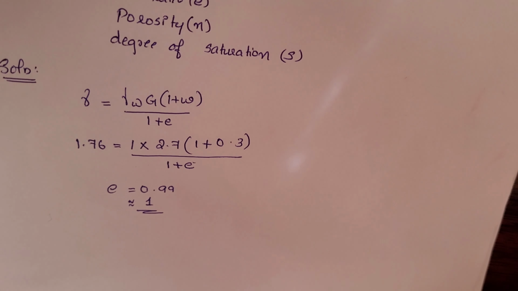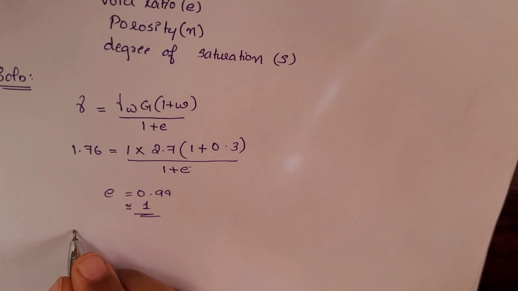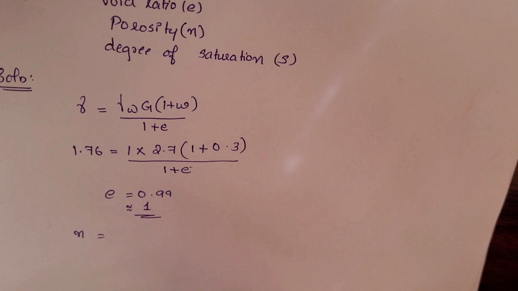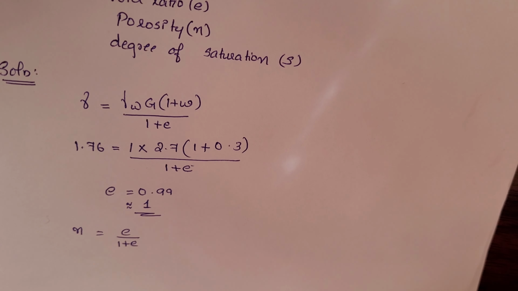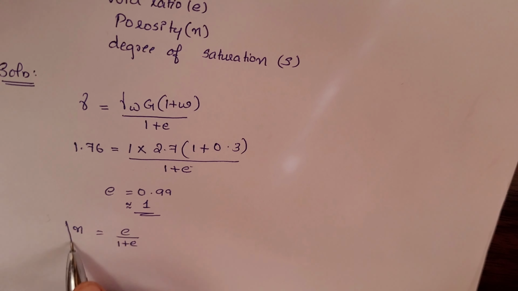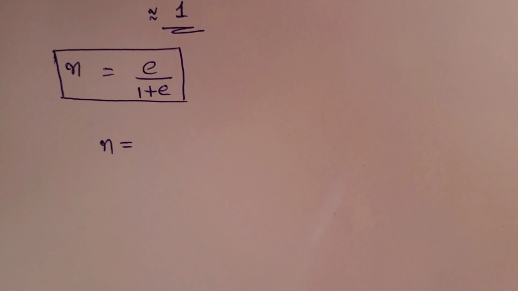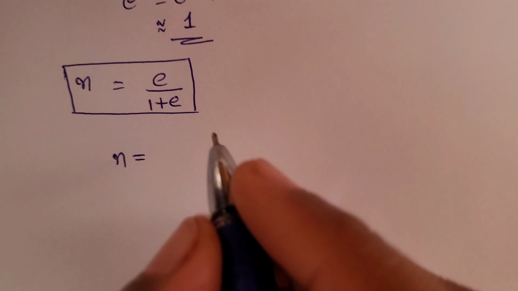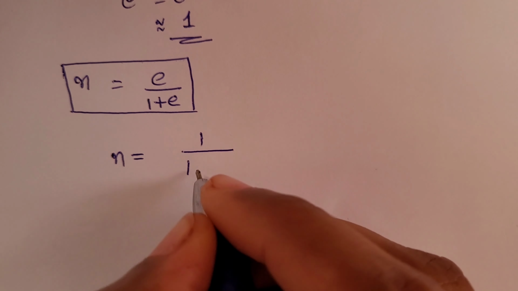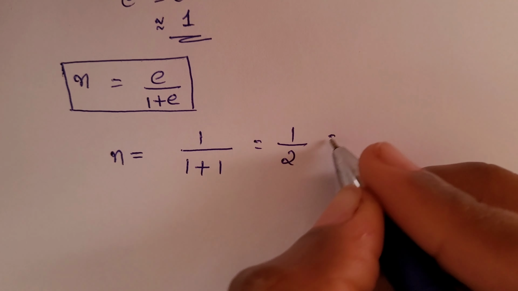Next we can find out the value of porosity. Porosity n is equal to e by 1 plus e, an important equation. Porosity n is equal to e by 1 plus e. Here n is equal to e by 1 plus e. Value of e is 1. Therefore n is equal to 1 upon 1 plus 1. So the value is 0.5.